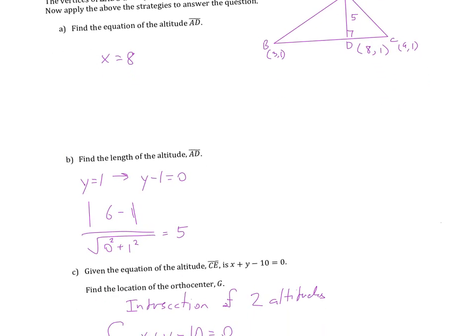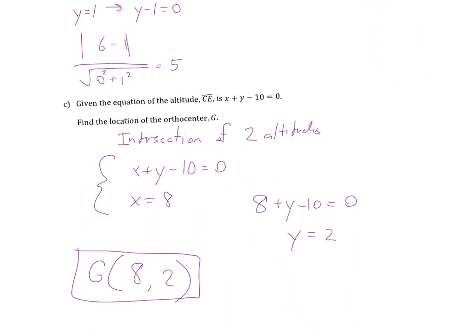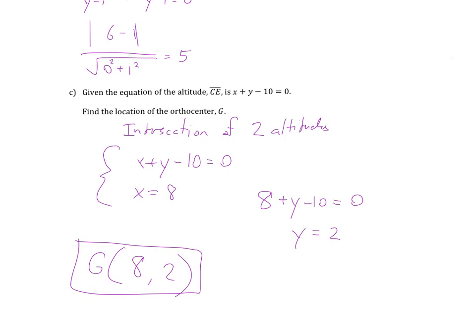So then finally the last problem. Given the equation of the altitude CE is x plus y minus 10 equals 0, find the location of the orthocenter G. So x plus y minus 10 equals 0 and x equals 8. So this is the system of equations of altitudes, so where they intersect is going to be the orthocenter. So substituting 8 in for x, we get 8 plus y minus 10 equals 0, so y equals 2. So G is going to equal (8, 2).